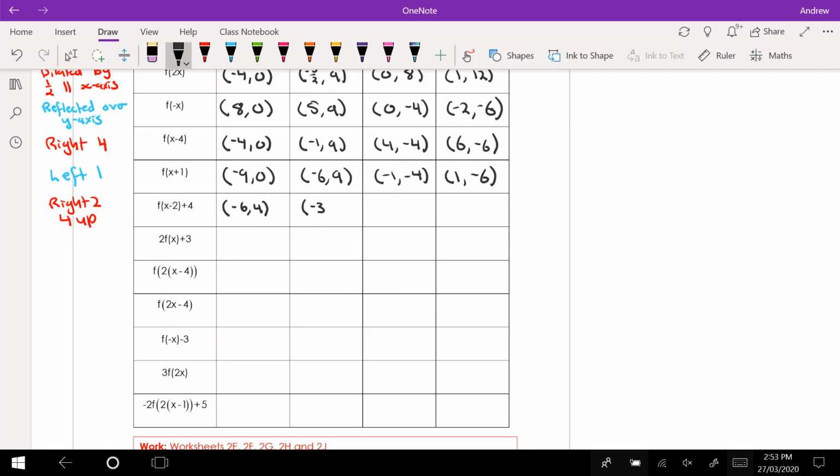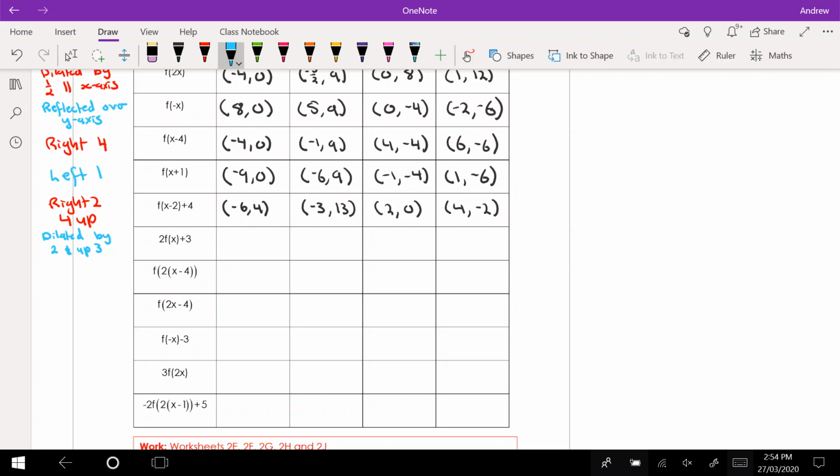What's happening with my next one, Hannah? It's dilating by 2 and it's moving up 3. So it's dilated by 2, and then we're moving up an additional 3 units. Okay? Me personally, I always like doing the dilations first, because then you just move the entire graph up. If you move it up and then double it, it may just confuse you a little bit, so I always like doing dilations first.